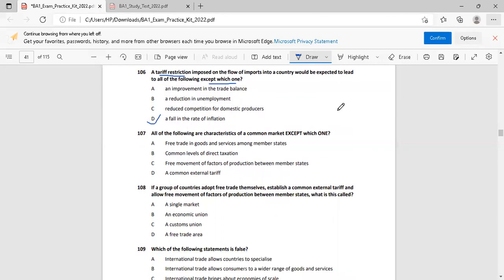All of the following are characteristics of a common market, except which one?